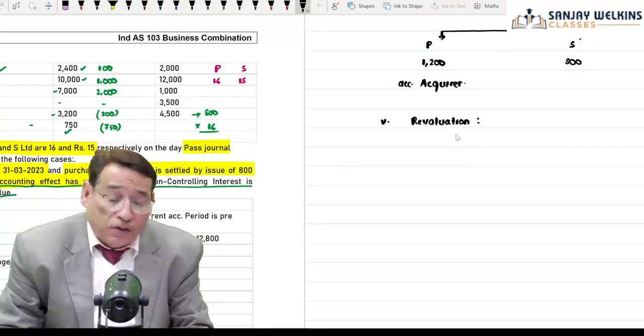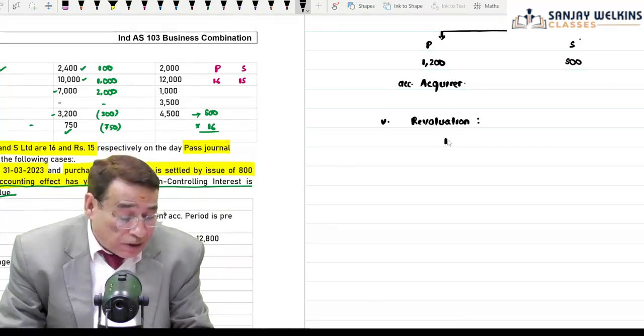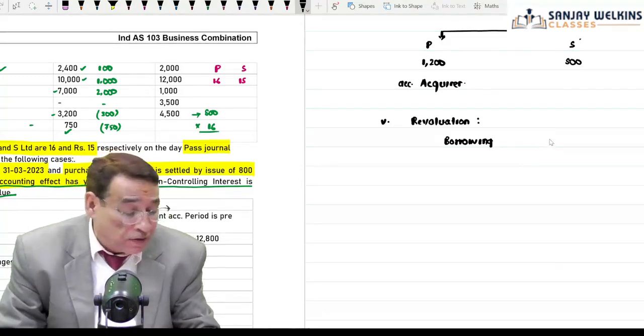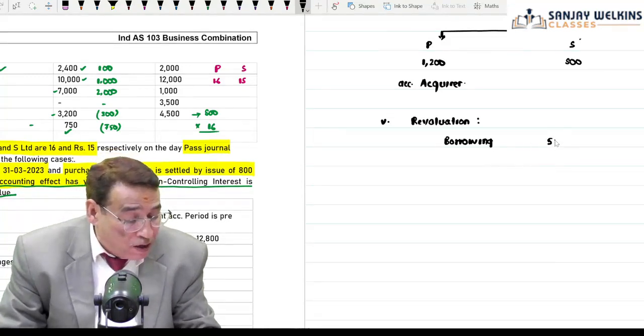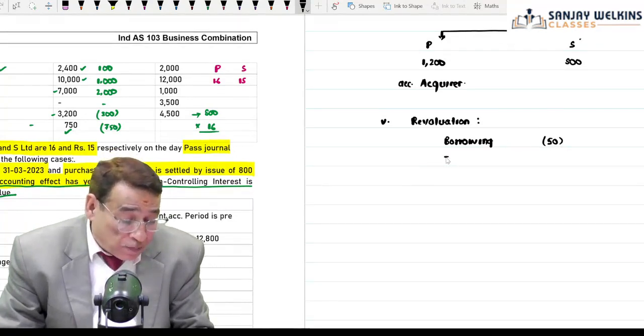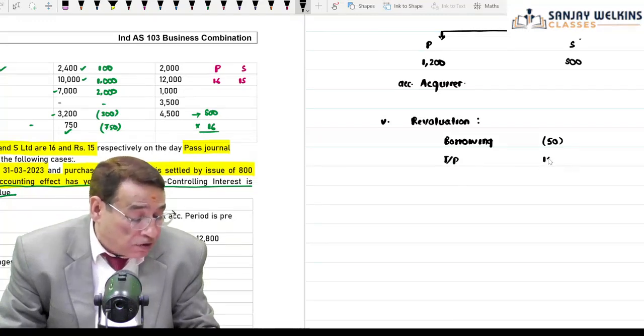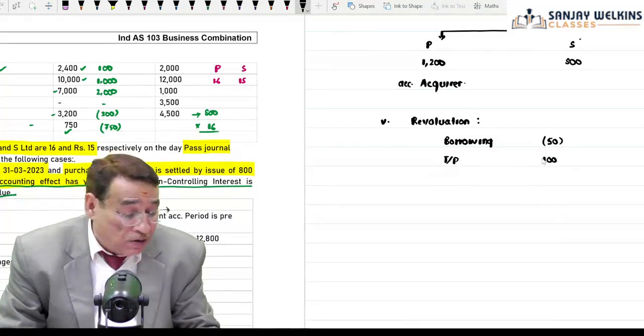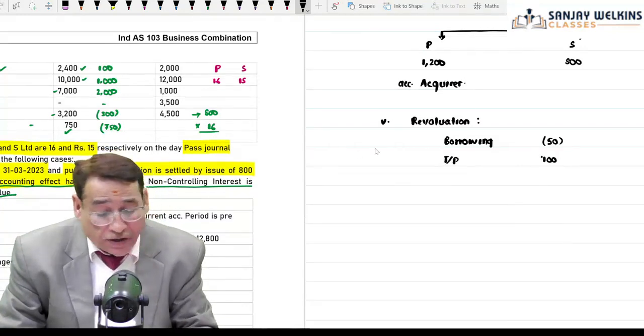Correct? So we have already seen that with respect to borrowings, in the balance sheet the value was 2,000 and its fair value was 2,050. So there is a loss of 50. So in case of borrowings, there is a loss of 50. But in respect of trade payables, we have seen that there was a gain, because in the balance sheet the value was 2,500 and the fair value is 2,000. So that is why there is a gain of 100.